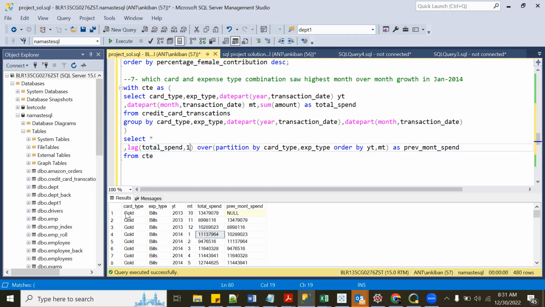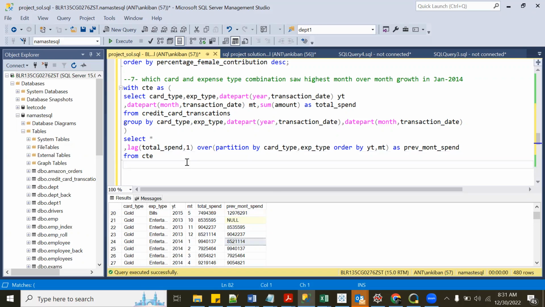And how? So partition by card type and expense type, and then order by YT, MT. So we are getting previous months here. Now I can find the growth. Similarly, for any other combination, let's say gold and entertainment, again we are concerned about 2014 January, this one, and the previous one is this 2013-12. We have got it here. Again, we can find the difference and do it.